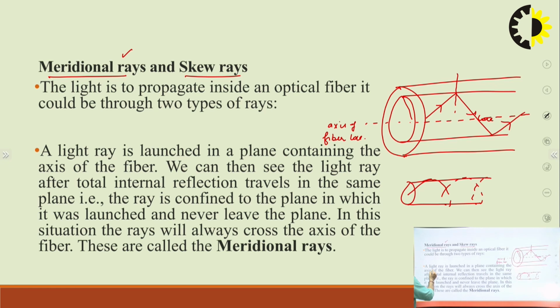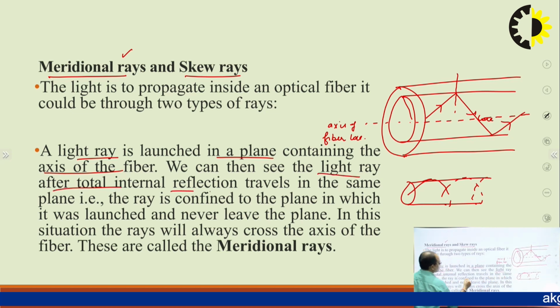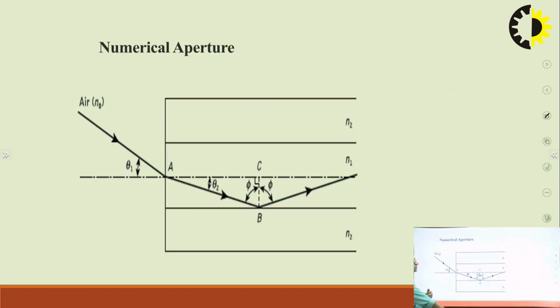Now see, a light ray is launched in a plane containing the axis of the fiber, and this light ray after total internal reflection travels in the same plane. That type of ray is known as the meridional rays. So in this situation the ray will always cross the axis of the fiber, and these are known as the meridional rays. Let's say this one is the core and this one is the cladding.